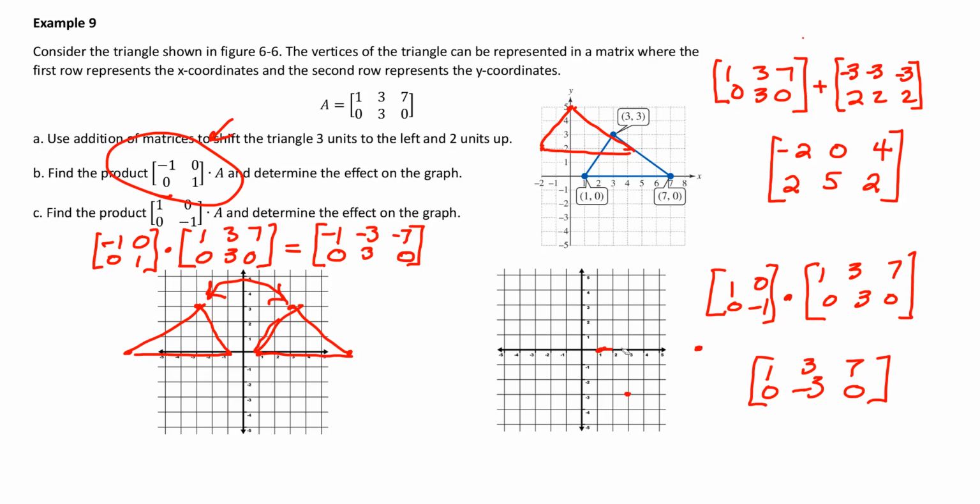So that triangle looks like this. And in this case, you can see from the original triangle, we have flipped it over the x-axis. So that first matrix made it flip across the y-axis, and the second matrix made it flip across the x-axis.